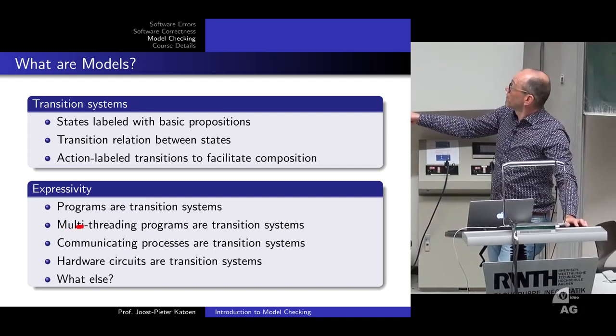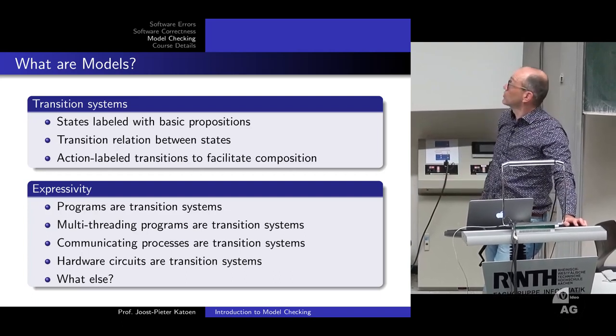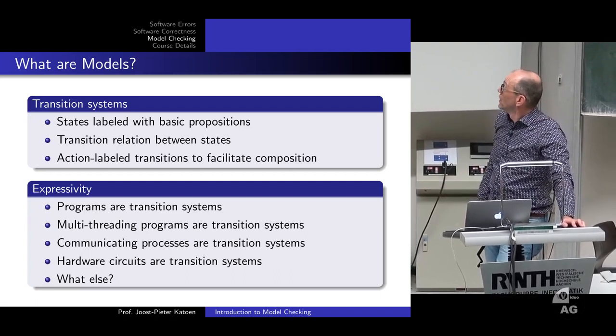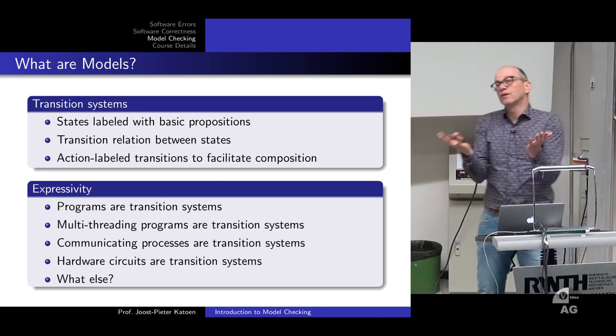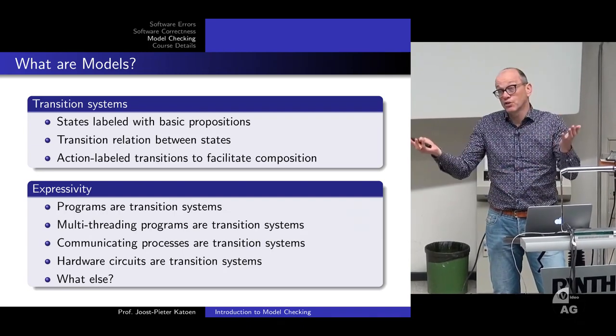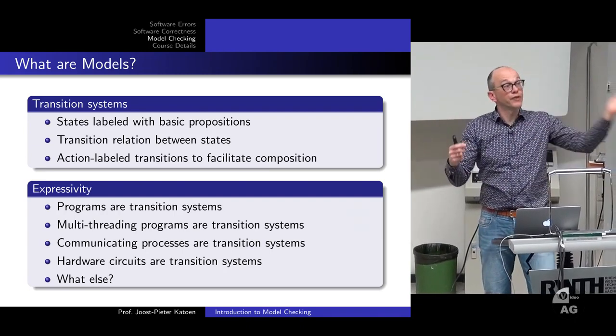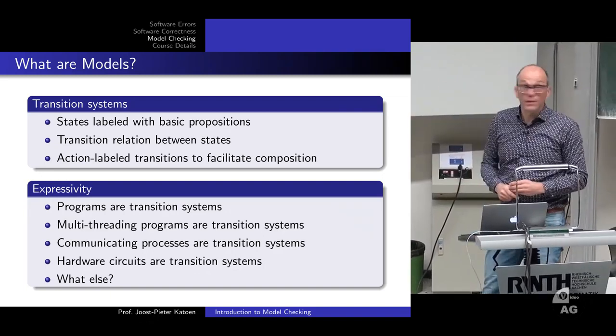Then we're going to show that multi-threading, so you have now parallelism, can also be modeled by means of transition systems. Even if those threads are communicating, which means either they have a shared variable or they have some communication means like a channel, and one thread can send a message to another thread. This can all be represented by transition systems.